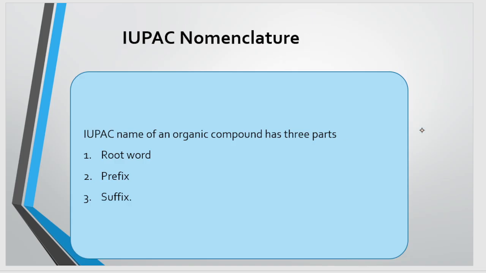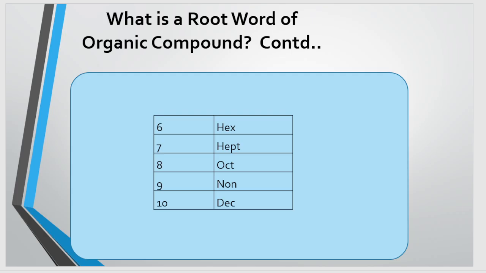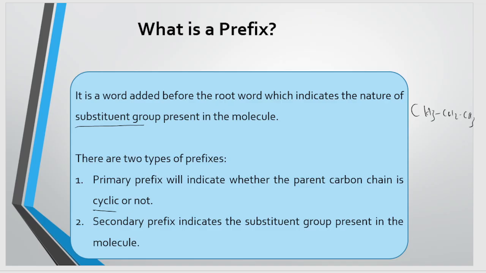The name of an organic compound mainly contains three parts: root word, prefix and suffix. If we consider the root word, depending upon the number of carbon atoms, we need to write the root word of that particular compound. For 1, 2, 3, 4, 5, it is meth, eth, prop, but and pent. From 6 to 10, it is hex, hept, oct, non and dec.